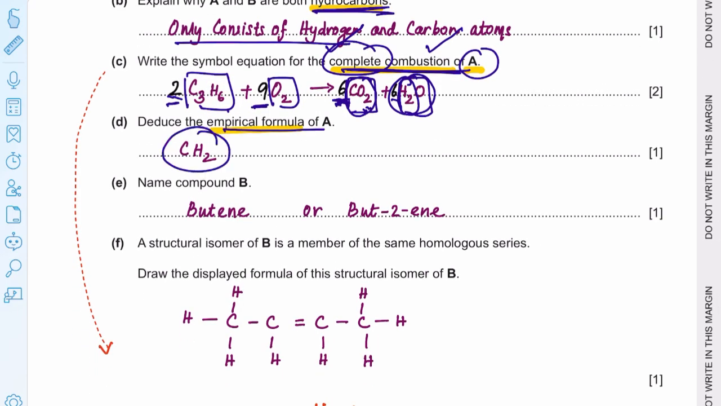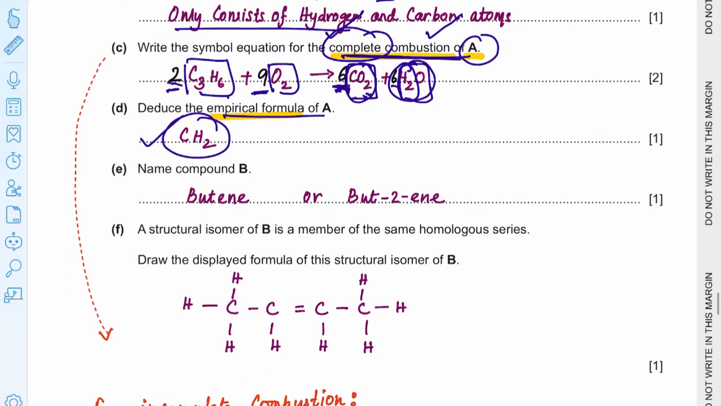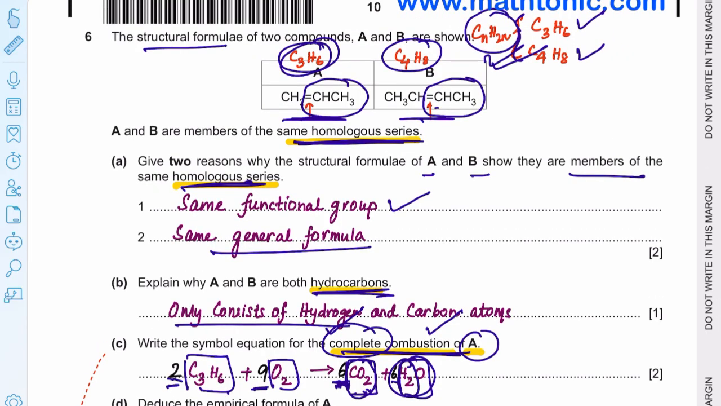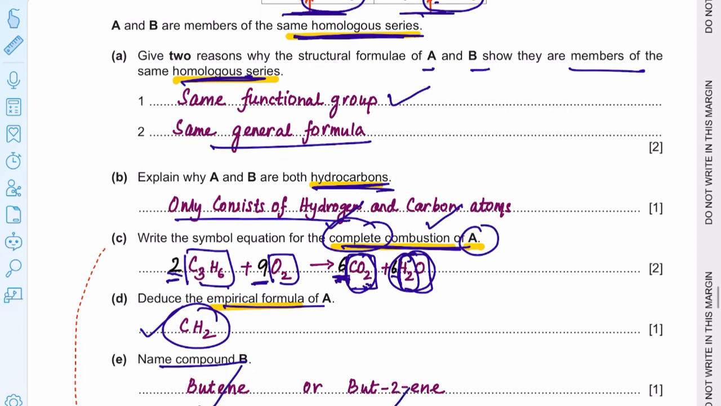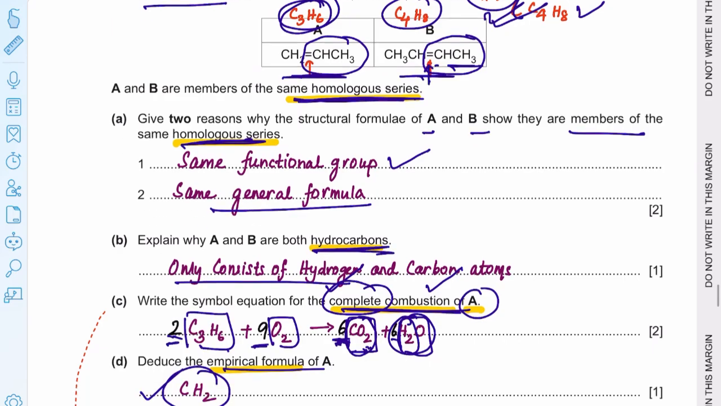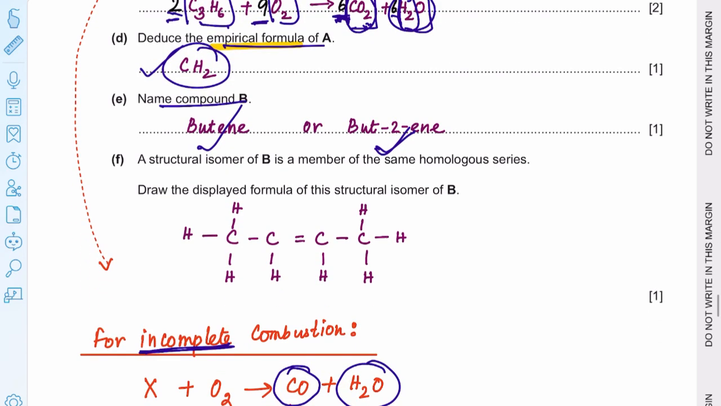Very simple. The empirical formula will be CH2. It's a family of CH2. Got it? Yes. Name the compound B. Compound B, where is that? This one. Because you can see here 4 carbons, that is the alkene group. We can write butene, or you can write it this way also: but 4, and it is at the second place, it is a double bond, that is 2, and it is alkene group, so I can write but-2-ene.